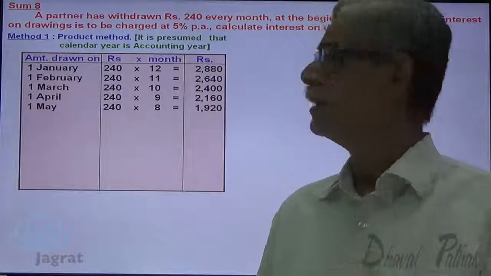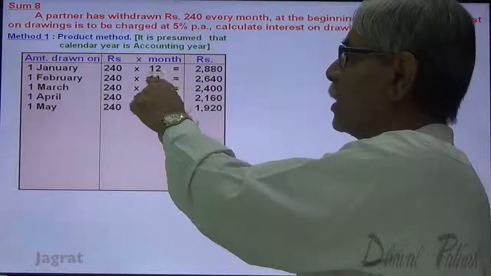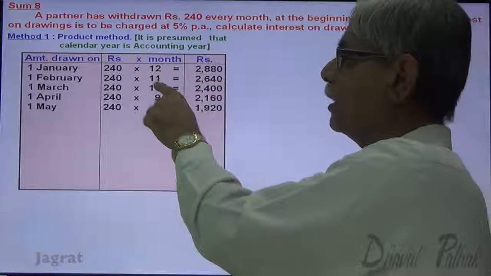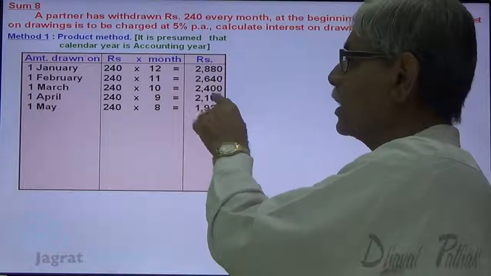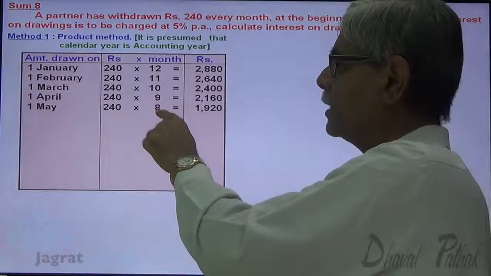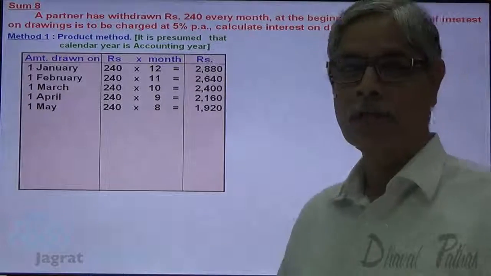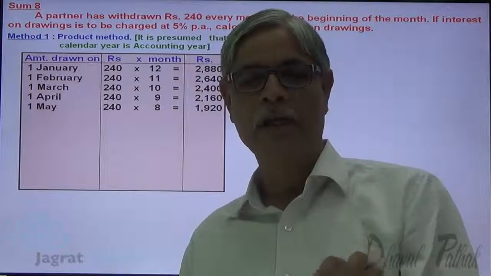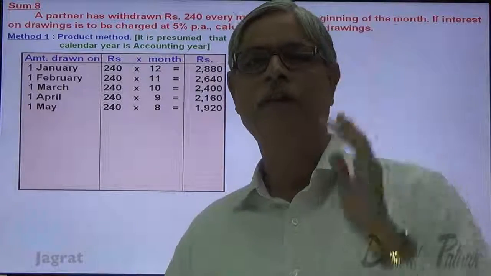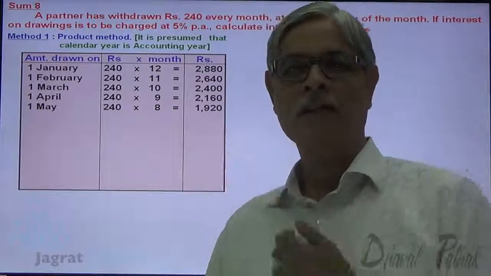So what has been equated? 12 months interest calculation is equated to 1 month. 11 months interest calculation is equated for 1 month. 10 months interest calculation is equated for 1 month. 8 months interest calculation is equated for 1 month. So different period interest calculations are equated to 1 month interest calculation. That is the gist of it.